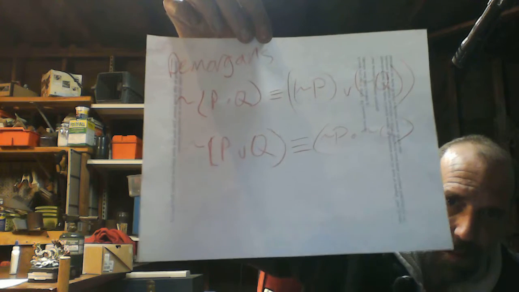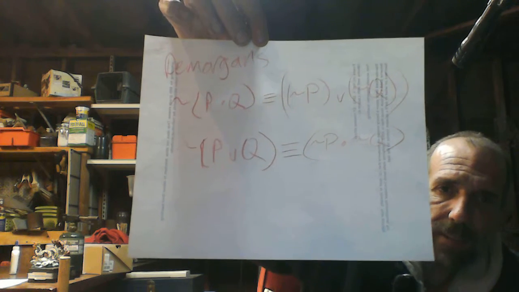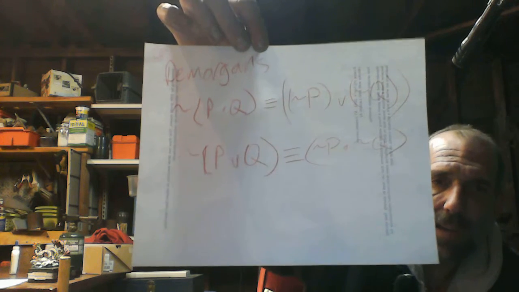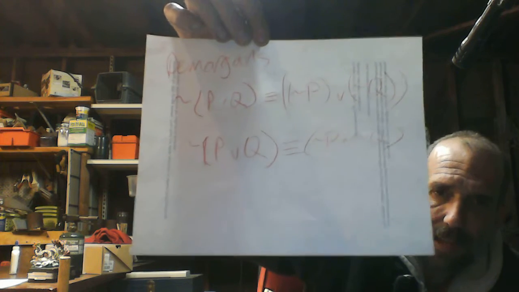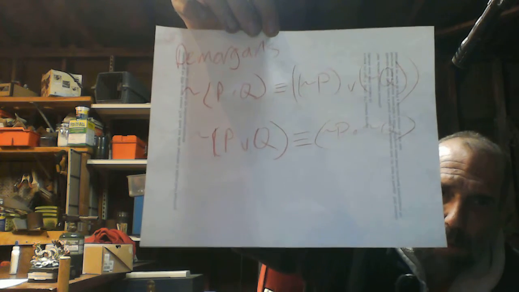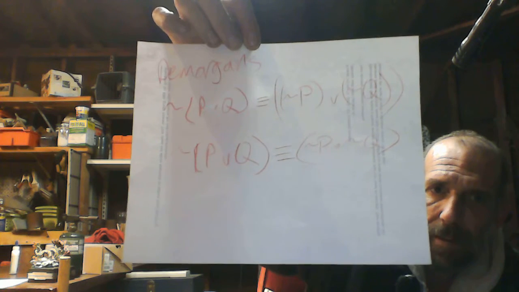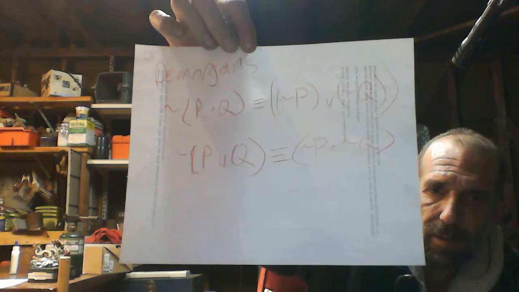Okay? So if I say, it is not the case that Bob and Steve are going to the store, then either Bob is not going to the store or Steve is not going to the store. And if I say, it is not the case that Bob or Steve are going to the store, then that becomes, it is not the case that Bob's going to the store and it is not the case that Steve's going to the store. Okay? De Morgan's.